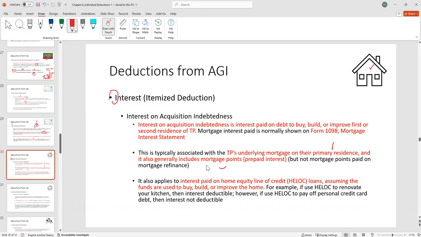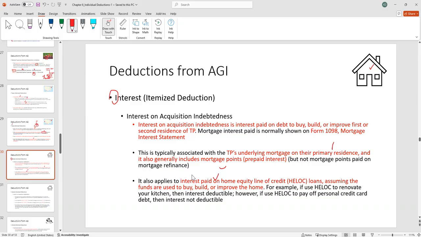Also, when we talk about interest here, it's interest paid on home equity lines of credit, assuming you use it to buy, build, or improve the home. So what is a home equity line of credit? Hey, I own my house outright, or I own it more than I owe on the bank, so I have some true equity in it. I want to update my kitchen, for example, and I basically borrow against the house, right? Maybe I take out a $30,000 loan against the house.